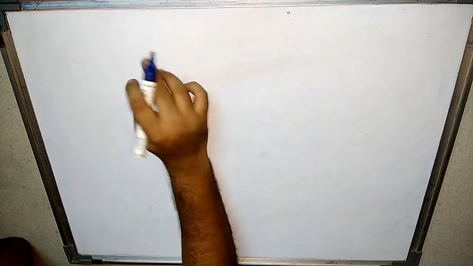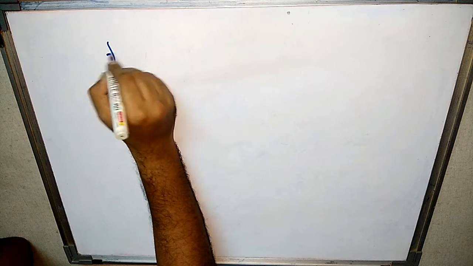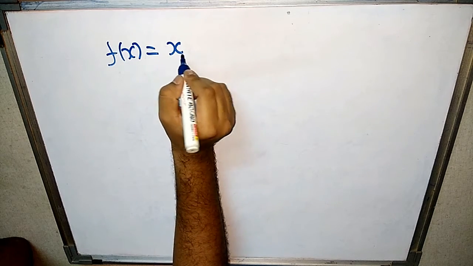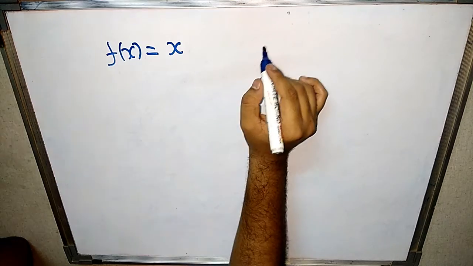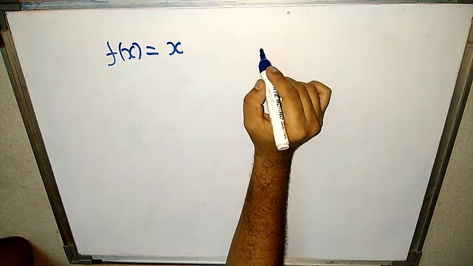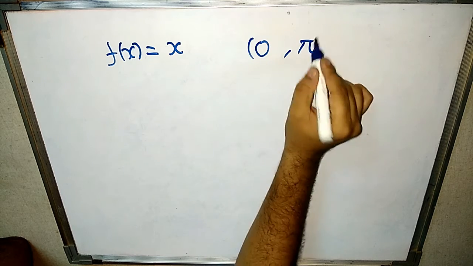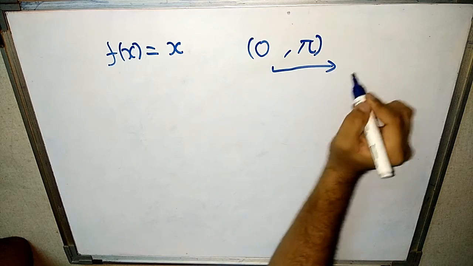Second type is half-range Fourier series. The difference is that the limit given in this will be for half range and the limit will be called half limit. For example, f of x is given as x and the limit is 0 to pi. So this limit is half limit.